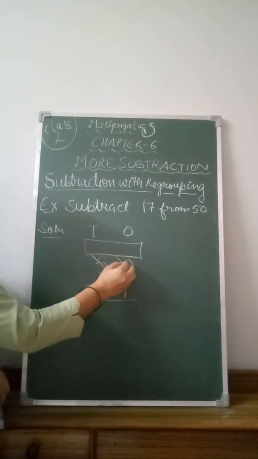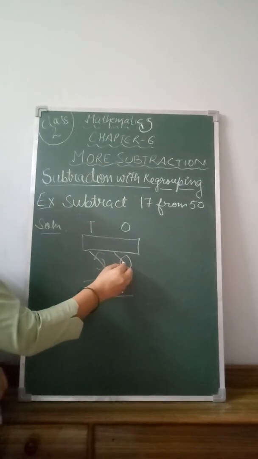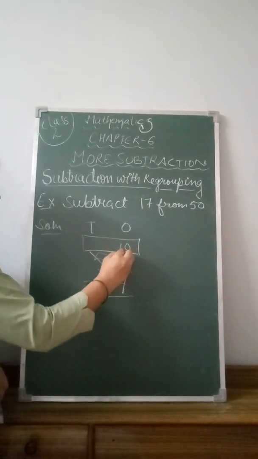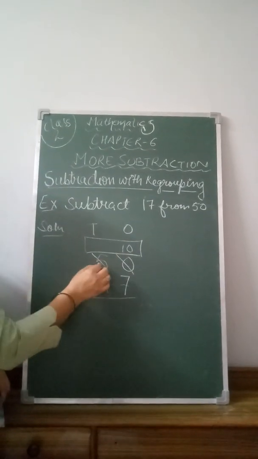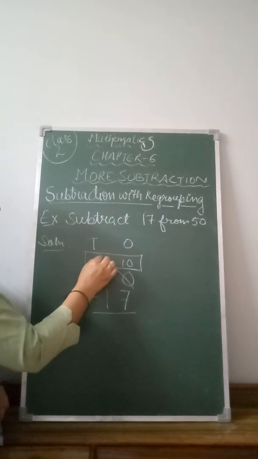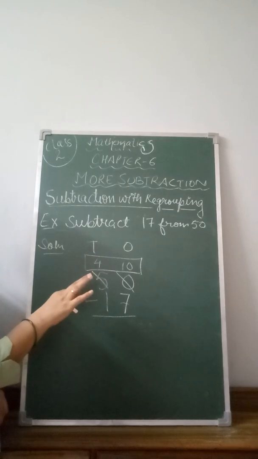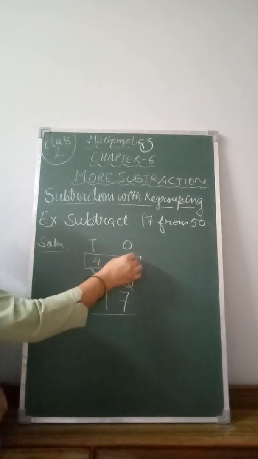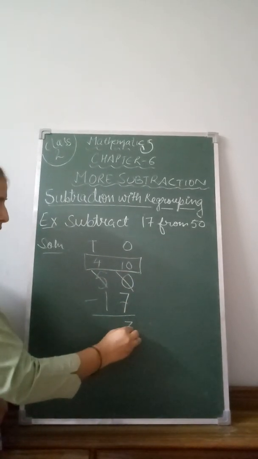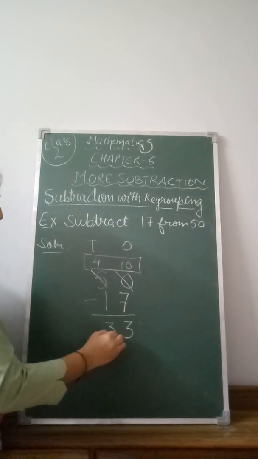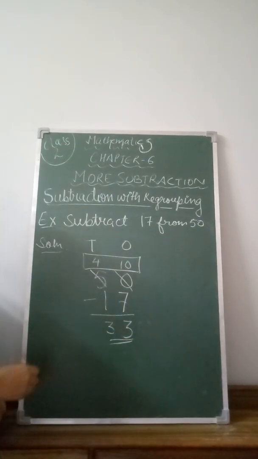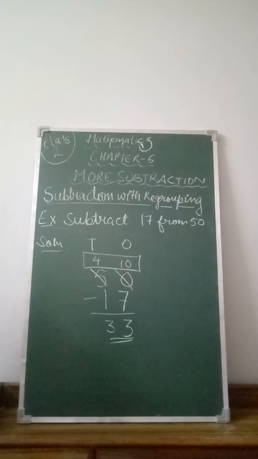We first put this cut sign here. We can rewrite this 0 as 10 ones. And this 5 is now reduced to 4. The first step is this, then you have to start the calculation. Now this 10 is bigger than 7. 10 minus 7 is 3 and 4 minus 1 is 3. So this is the way, students, to do the calculation.